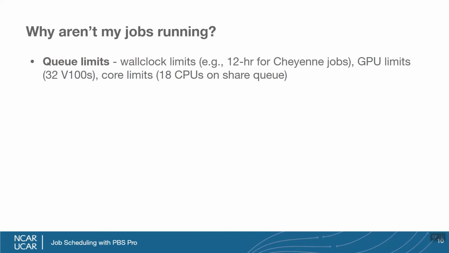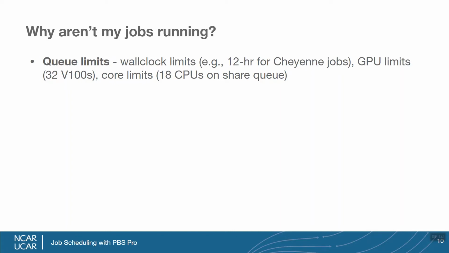So there are wall clock limits on both systems. It's 12 hours on Cheyenne jobs. It's 24 hours for most Casper jobs. There are GPU limits as well. For, let's say, the GPU queue, you can have a maximum of 32 of the V100s in a single job. So, for the wall clock, if you ask for 13 hours on Cheyenne, it'll reject the job right at submission time. It'll say, I can't satisfy this.